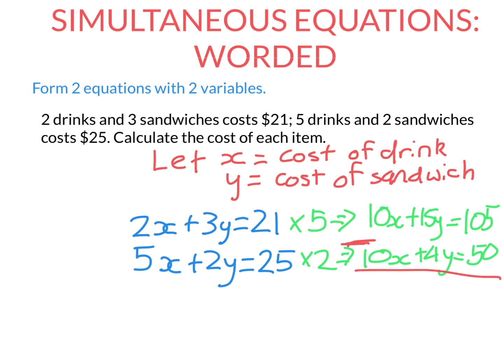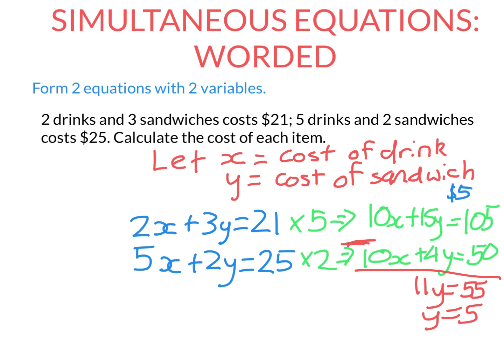So here I'm eliminating the x's. 10x minus 10x is 0. 15y minus 4y is 11y. 105 minus 50 is 55. Dividing each side by 11 gives us 5. The cost of a sandwich is therefore $5.